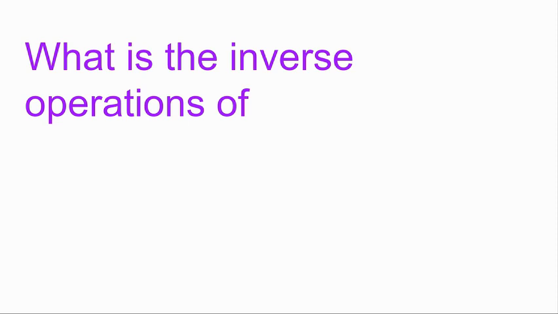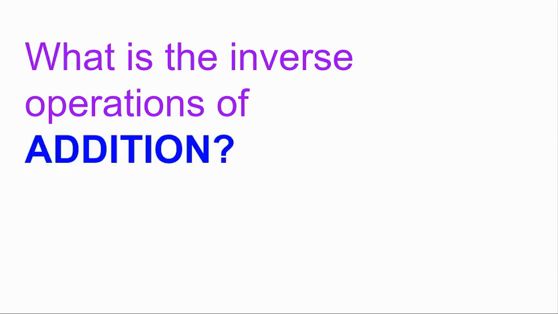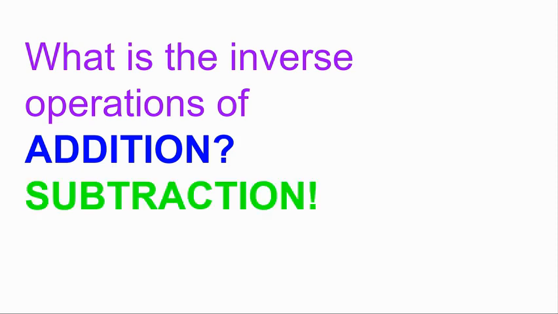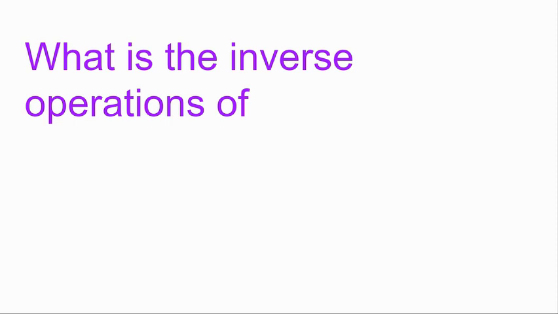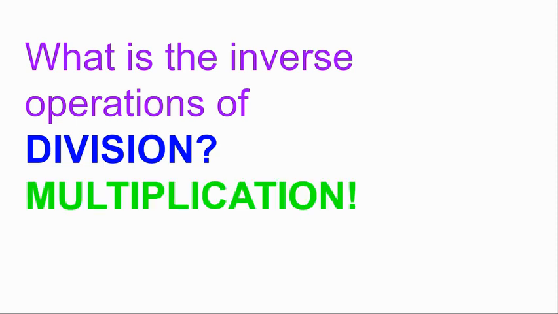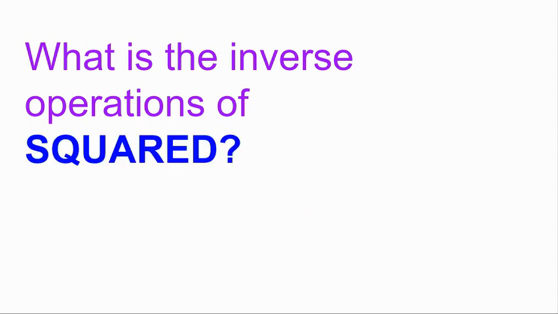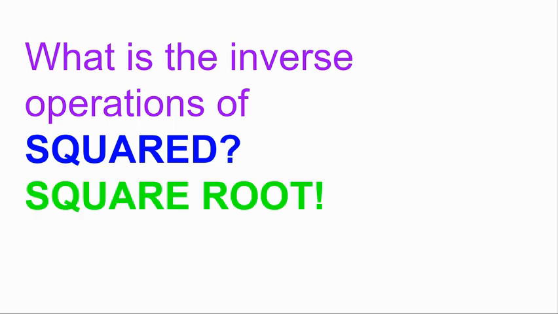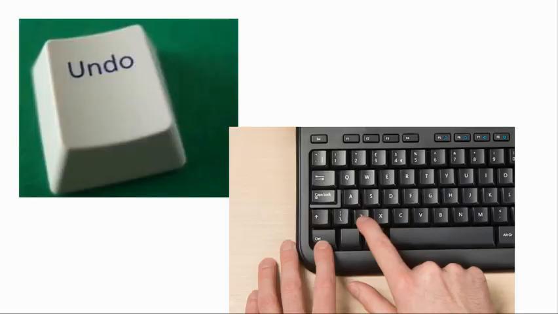Okay, let's remind ourselves. What is the inverse operation of addition? Say it out loud. You got it. Subtraction. What is the inverse operation of division? Say it out loud. That's better. Multiplication. And lastly, what is the inverse operation of squaring something? You got it. Square rooting something. And so this is why I was talking about the undo button or the Control Z button, right? Because what we're doing essentially for the inverse function is we're undoing what the function did.